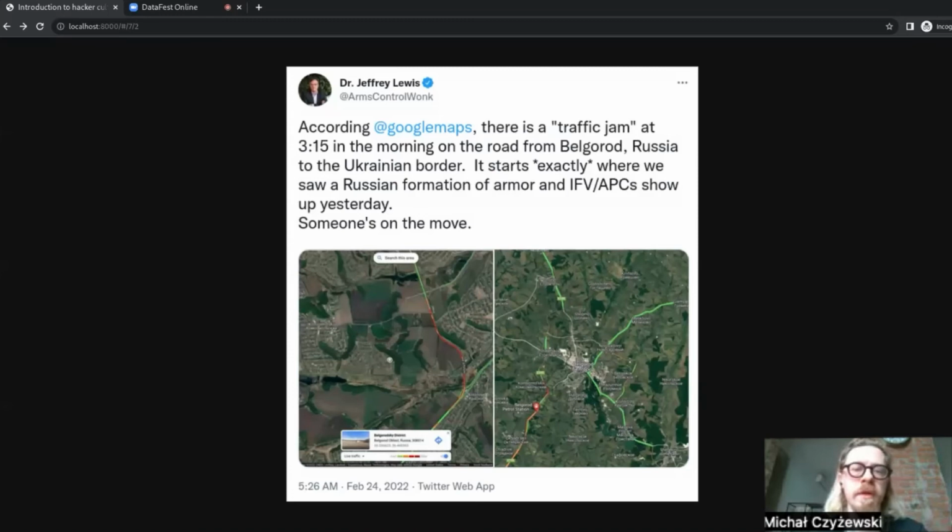He was looking with his team before on some satellite images of the area, being interested, and at some point, just before the invasion on the ground, he noticed a traffic jam on Google Maps. This is how we learned, before any official news releases, that the Russian invasion in Ukraine is a thing, and it's happening right now.